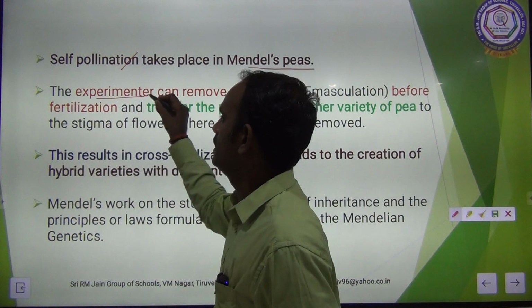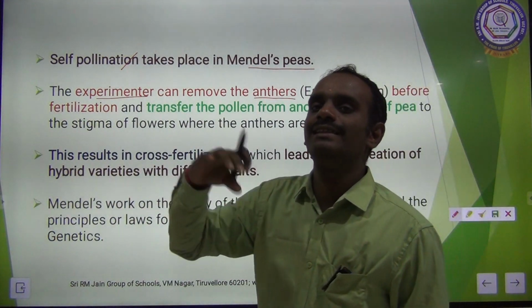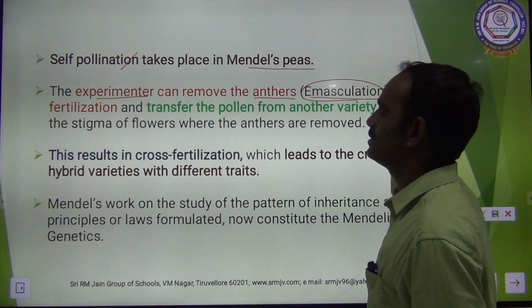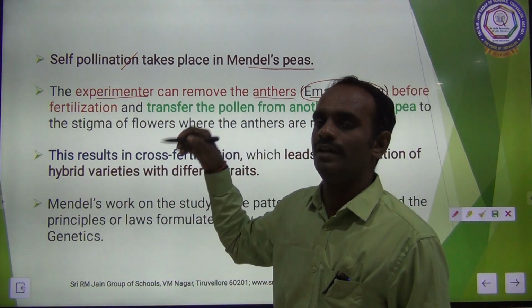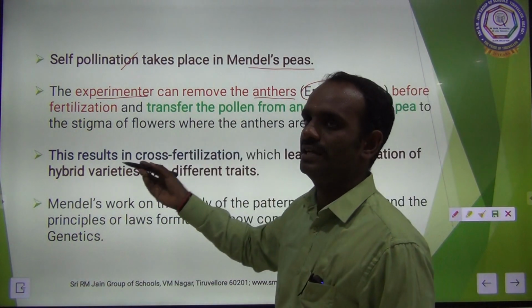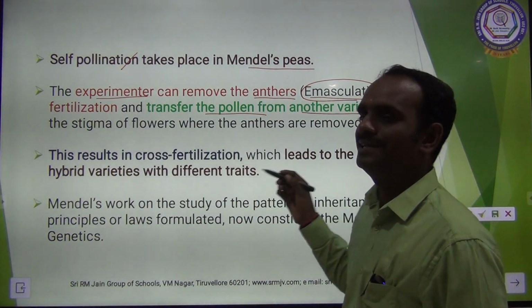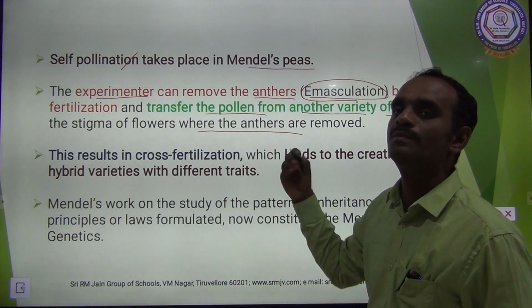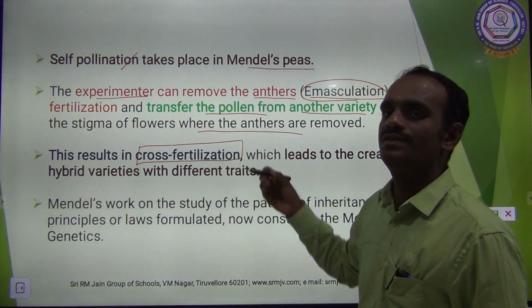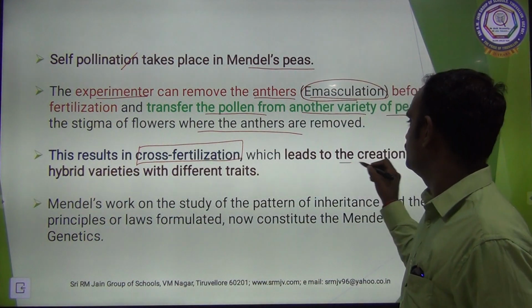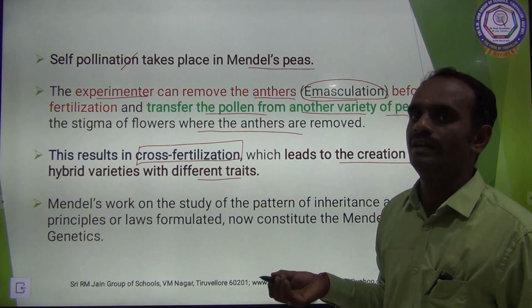The experimenter, means the scientist Mendel, can remove the anther. The removal of anther is said to be emasculation. Emasculation means cutting off the anther. He removed the anther from the flower before fertilization and transferred the pollen from another variety of pea to the stigma of the flower where the anther is removed. This results in cross pollination. This is called artificial pollination, which leads to the creation of hybrid varieties with different traits.